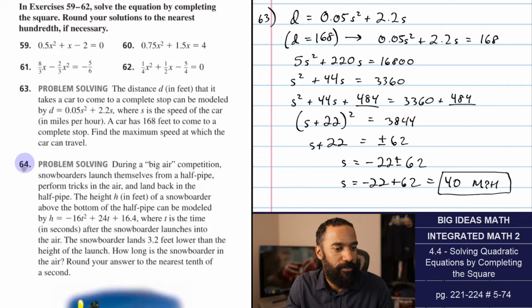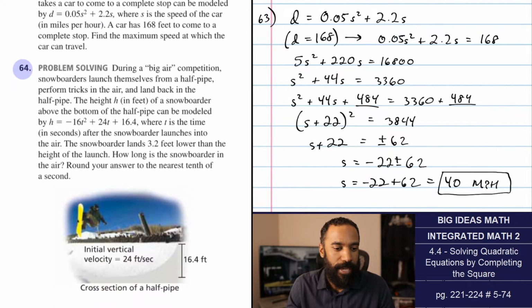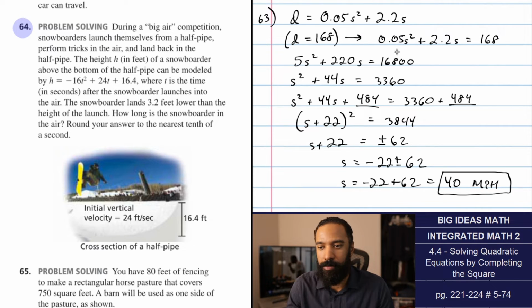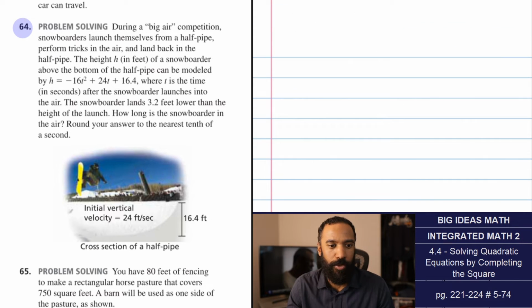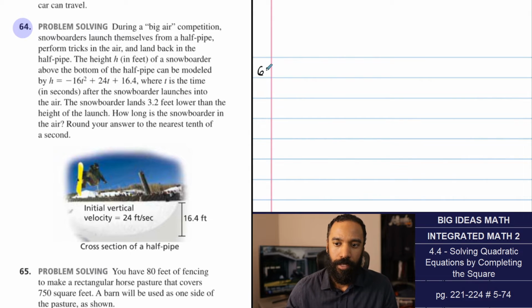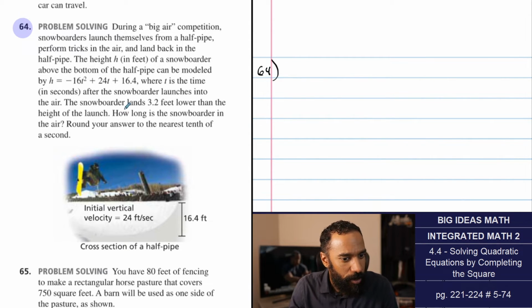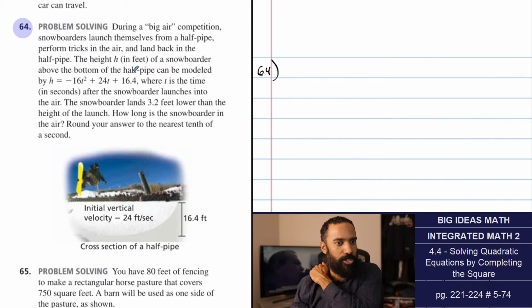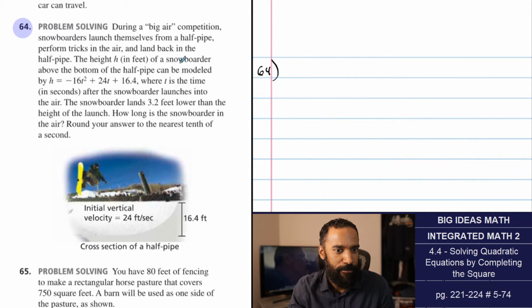All right, number 64. During a big air competition, snowboarders launch themselves from a half pipe. I might need some room for this. This is a lot of words. Snowboarders launch themselves from a half pipe, perform tricks in the air, and land back in the half pipe. The height of a snowboarder above the bottom of the half pipe can be modeled by this.